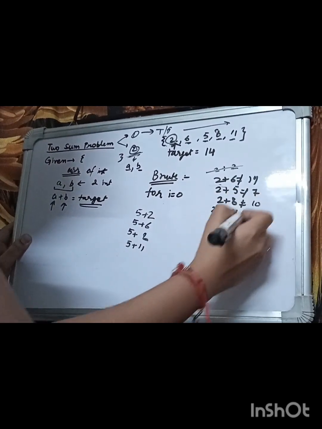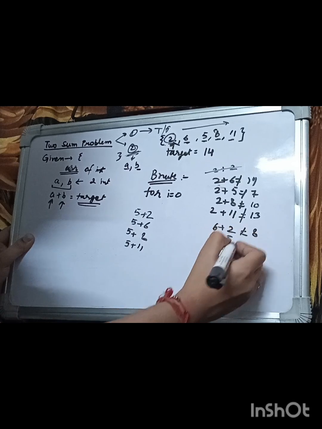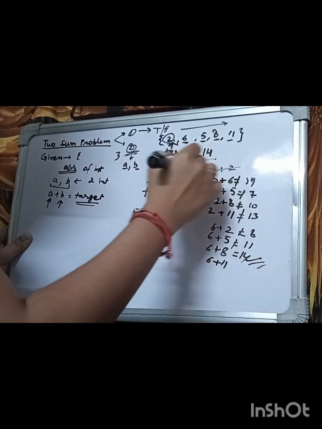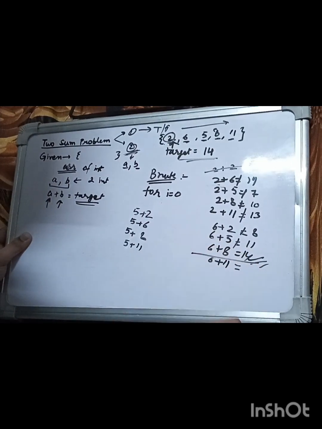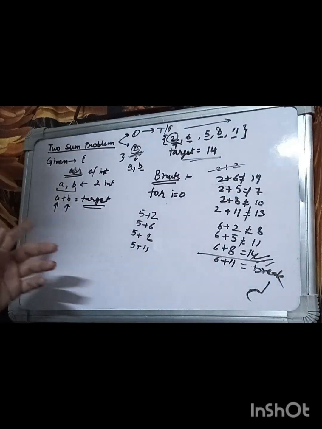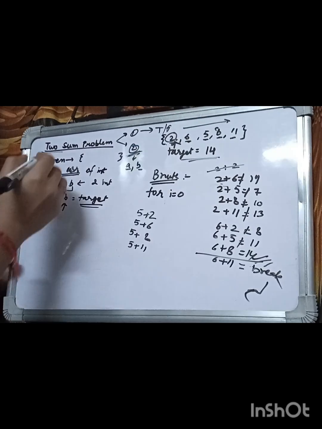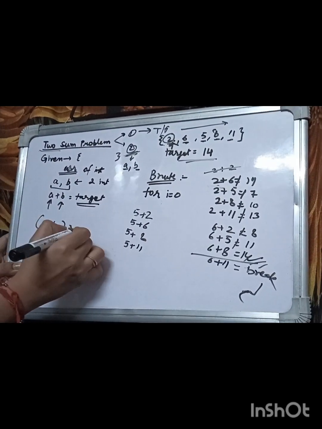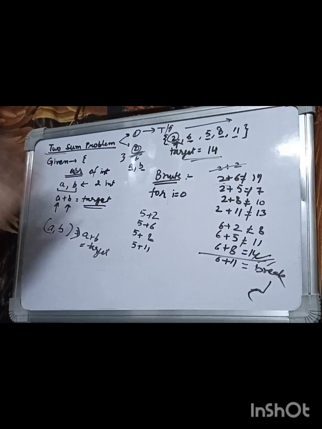So is it 10? No. Is it 30? No. Is it 8? No. 11? No. 14? Yes. It is giving me the target. So if we have found the target, you just break from there. You don't have to do any further checks, because this is the two sum problem. You have to return two integers, that is a and b, which sum up to my target. Okay, that's what we have to do here.